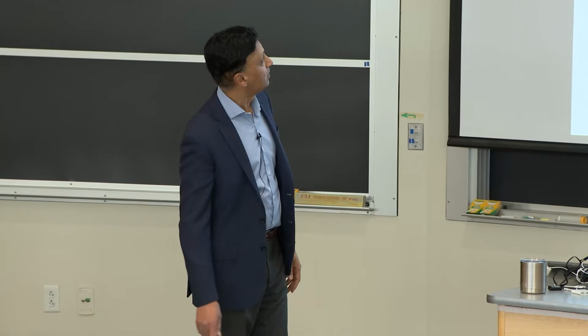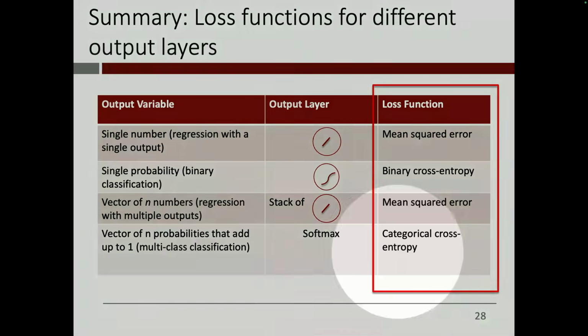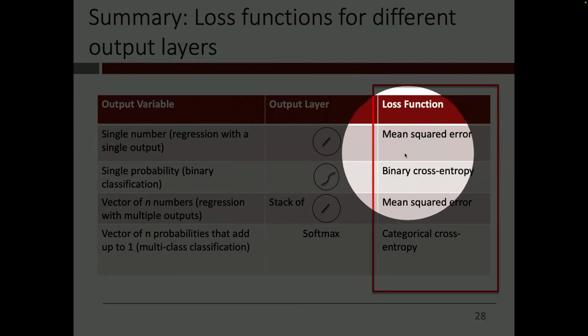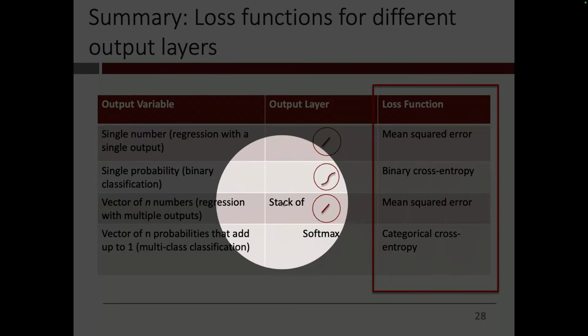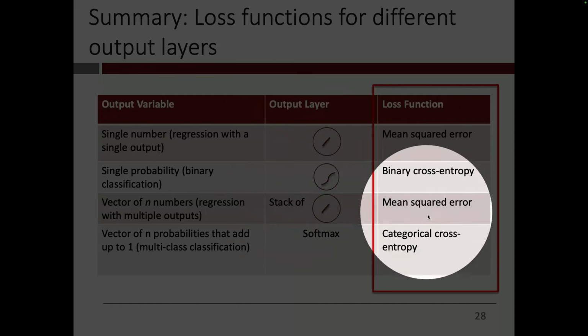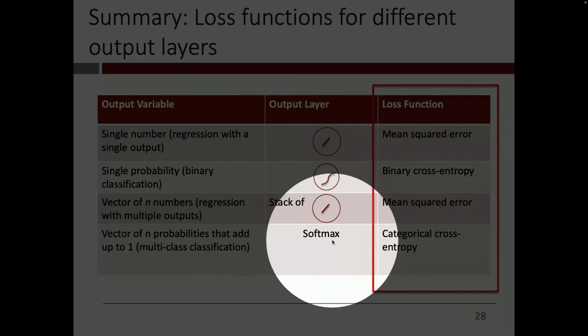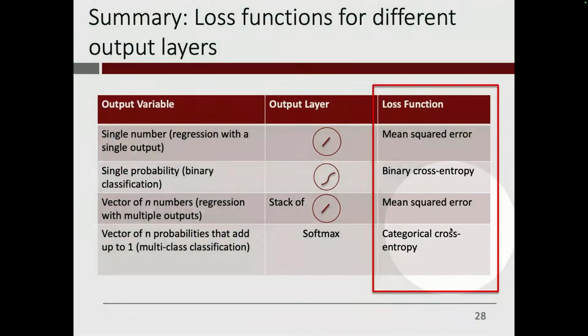Okay, so this is what we have. If this is your output layer, use mean squared error. If this is your output layer, use binary cross entropy. And if you still have a stack of these numbers, you can still use mean squared error. And if your output is a softmax, use categorical cross entropy or sparse categorical cross entropy.